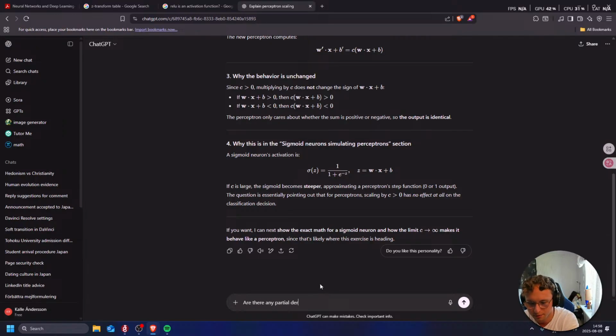Are there any partial derivatives that make the constant not important?